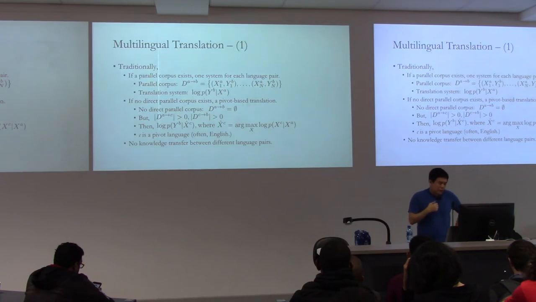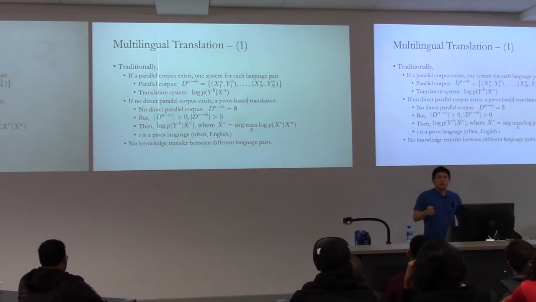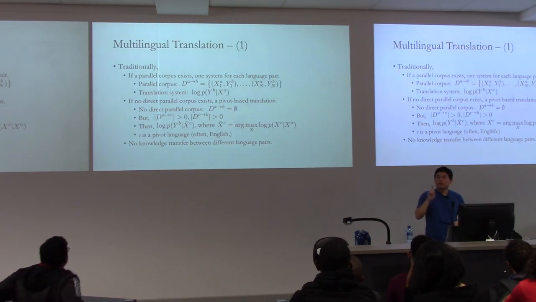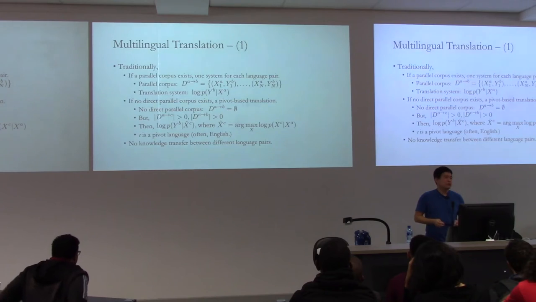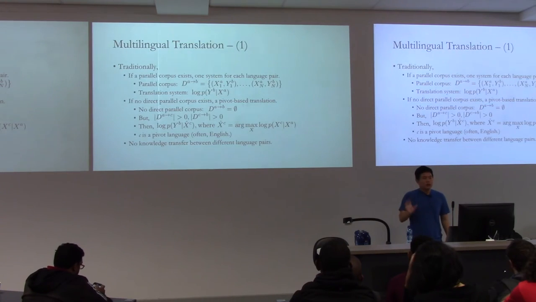But the unfortunate thing is that there is no knowledge transfer between different language pairs, so that was a major weakness. And also, which language to choose as a pivot has always been a trouble. English has been a widely used choice because there is a lot of data, but English is not the optimal way to go because as you translate to English, you may lose some information that may be necessary later on. So yeah, it wasn't really that great.